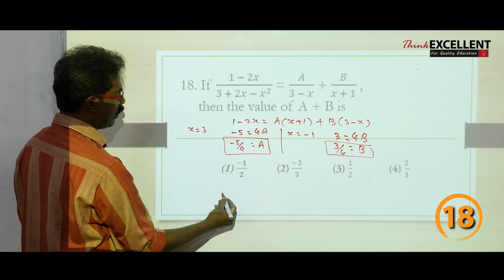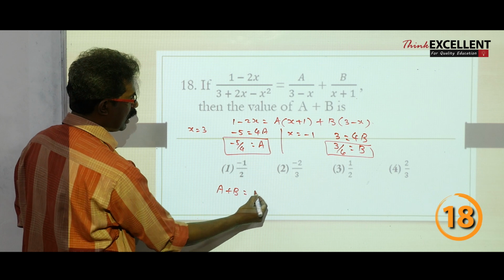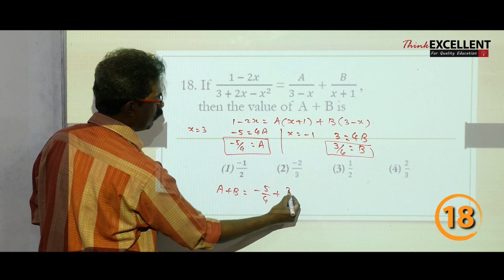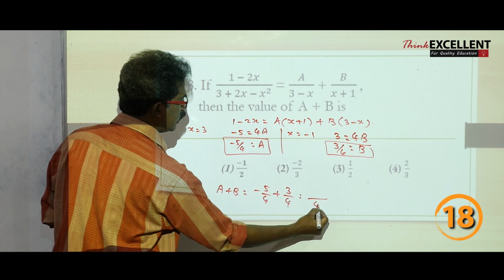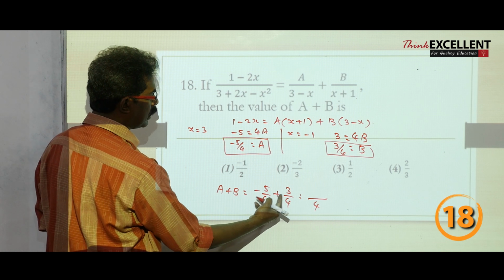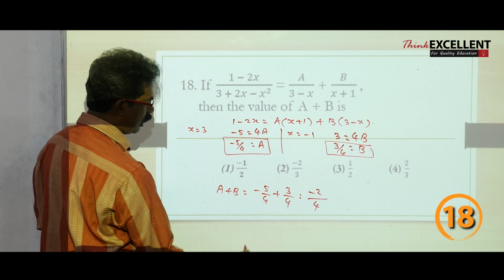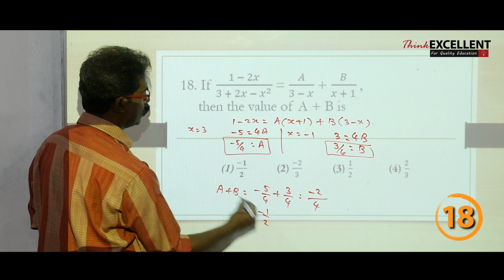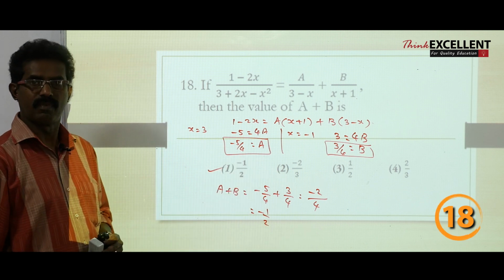But what did they ask to find? A plus b. A value minus 5 by 4 and b value 3 by 4. So 4 is LCM, minus 5 plus 3, it is minus 2. Cancel, you will get minus 1 by 2. So the correct option is the first one.